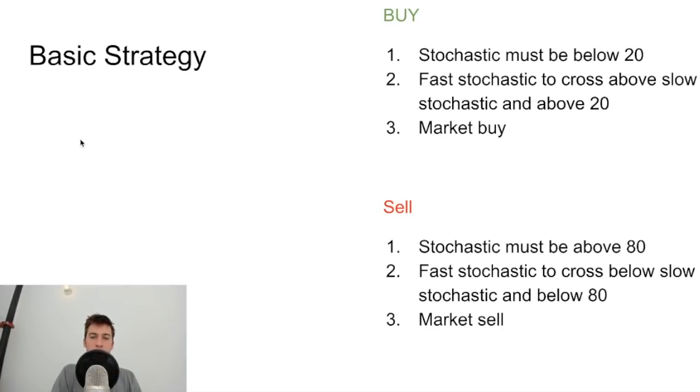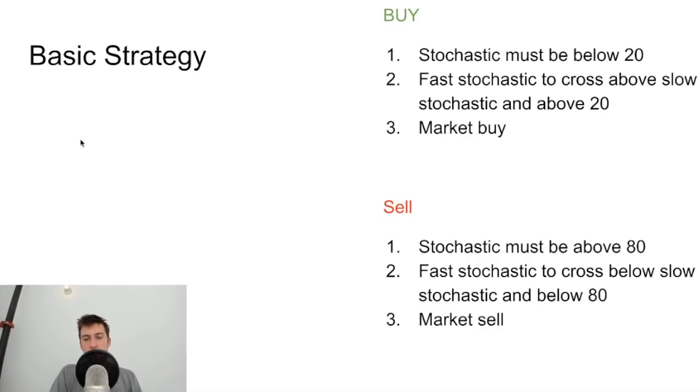But what you want to do is wait for the stochastic to go below 20 on your time frame and also on the coin. You want the fast stochastic to then cross above the slow stochastic and above 20 as well. This is where we want to market buy or try to trail the order book with a limit buy to try to get less fees, if that is possible. Selling is just the opposite.